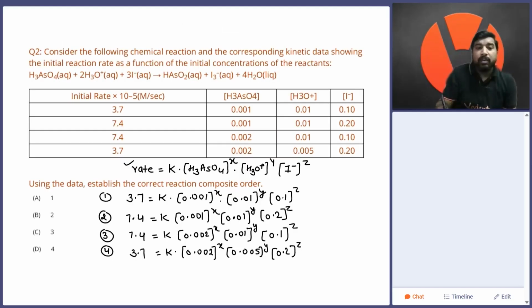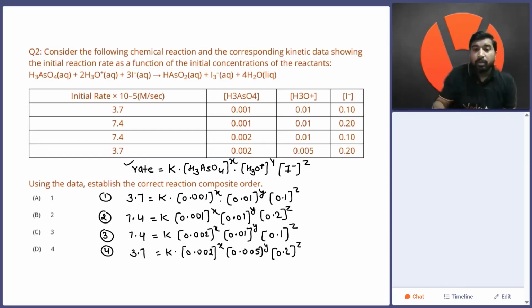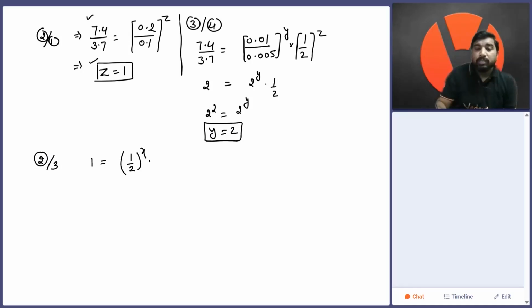From the data, we will get 1 is equal to (1 by 2) to the power x into y 0.01, this term and this term will cancel out, and for z that should be (2 upon 1) whole to the power 1. Now on solving the equation, (1 by 2) whole to the power 1 is equal to (1 by 2) whole to the power x. Now on solving this, we will get x is equal to 1.